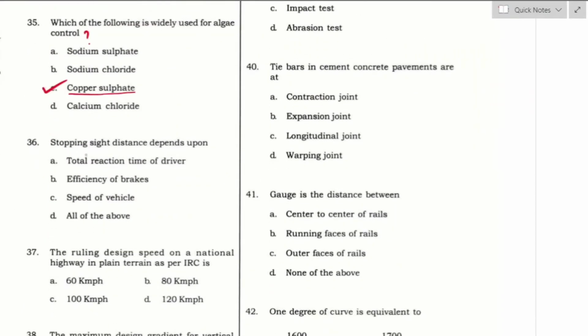Question number 36. Stopping sight distance depends upon. Stopping sight distance depends upon total reaction time of the driver, efficiency of the brakes, and speed of the vehicle. All these options are correct. So the right answer is option D, all of the above. Stopping sight distance is calculated by the formula.